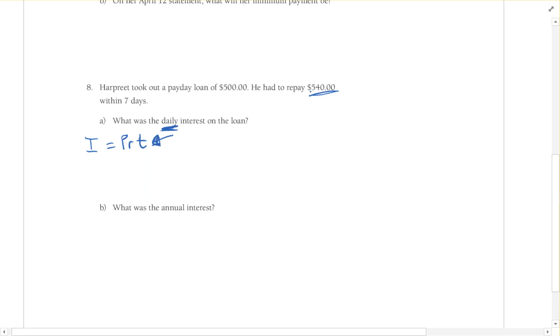But just remember, after you solve for R, you need to multiply by 100%. You need to write it as an actual percentage, right? Not a decimal. Okay, and then what was the annual interest rate? So if you figure out your daily interest rate, how many days are in a year? That's your hint. Okay, so go ahead and answer 8A and B now.